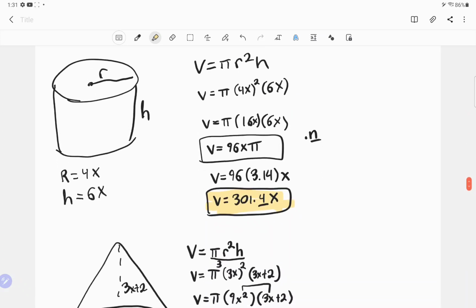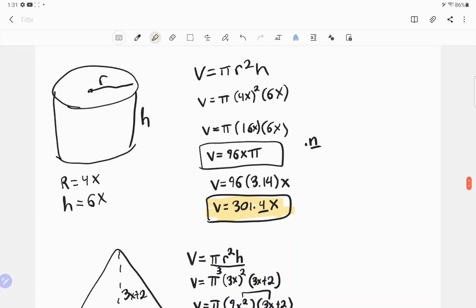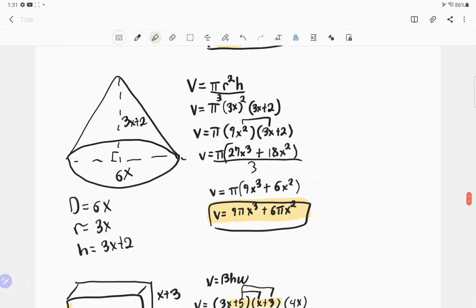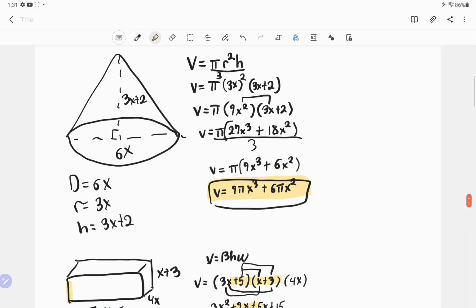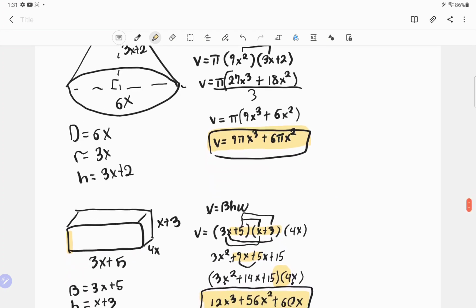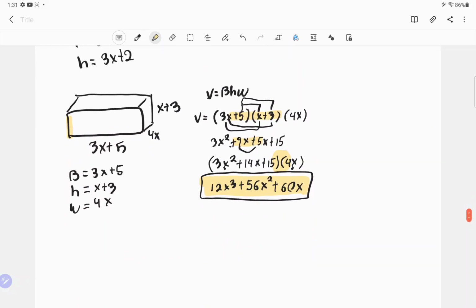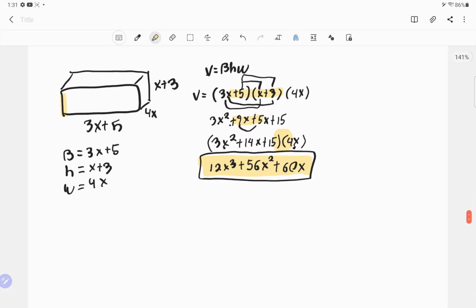Question number 9 is going to be a cylinder. Question number 10 is going to be a cone. And finally, question 11 is going to be a rectangular prism.